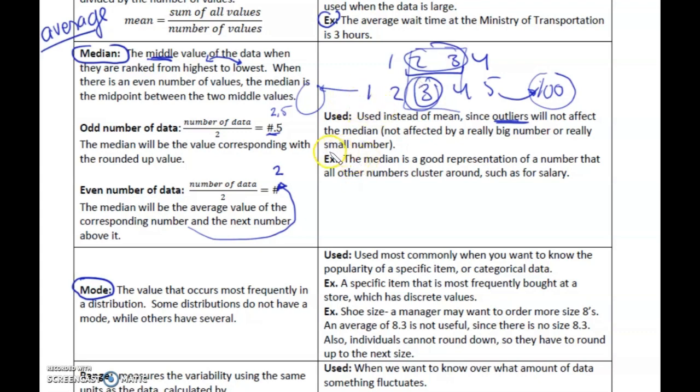Okay, an example of this, and this is a very common example when you apply for jobs, they'll quote salary as a median. The median is a good representation of a number that all other numbers cluster around, such as salary. When you go into a field, you want to know what pay bracket your pay is going to cluster around, right? You don't want to be all the way at the bottom. You don't think that you're going to walk into a job and get what the CEO is getting, but that cluster is really important.